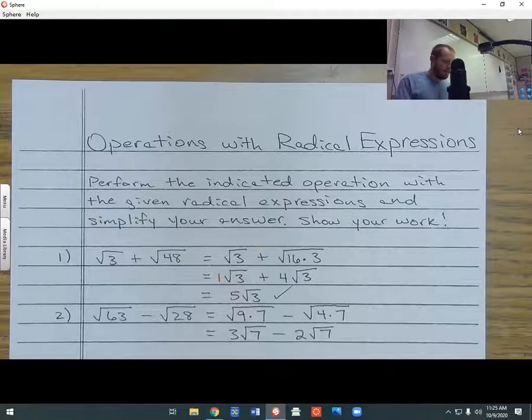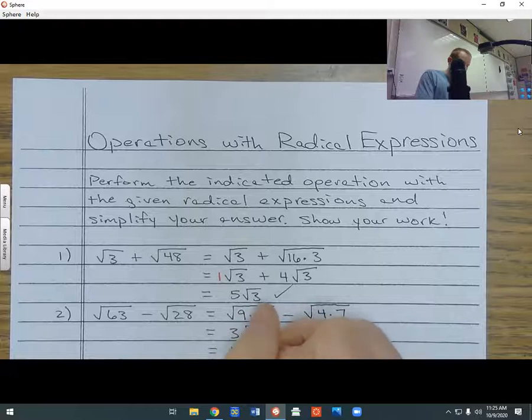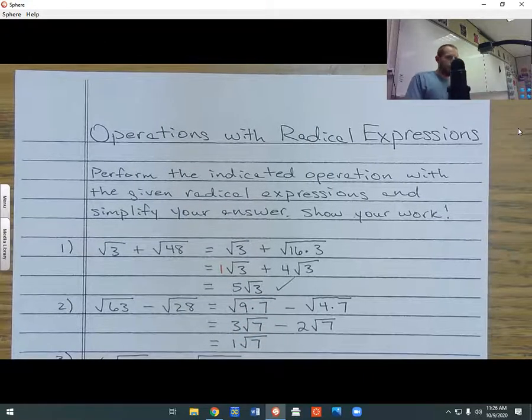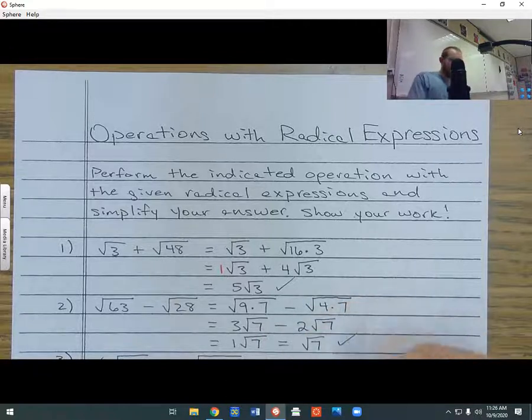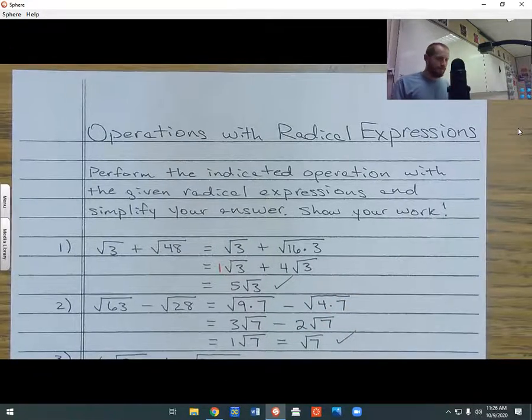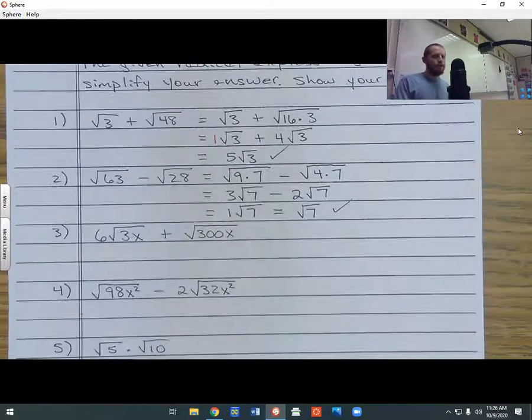So now we have like terms. They both end in a square root of 7. So we just have to subtract the numbers that are out in front. So 3 minus 2 is going to be what? 1. That's right. So you can write 1 times the square root of 7, or you could just write square root of 7. The 1 is assumed to be there anyways. Okay? Let's take a look at adding and subtracting with variables.